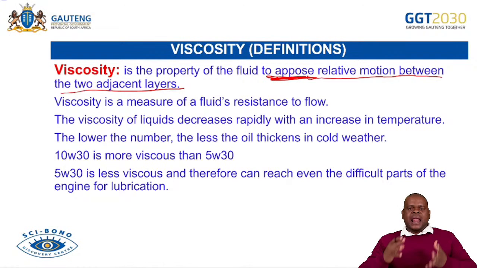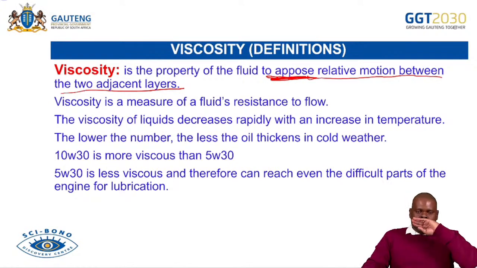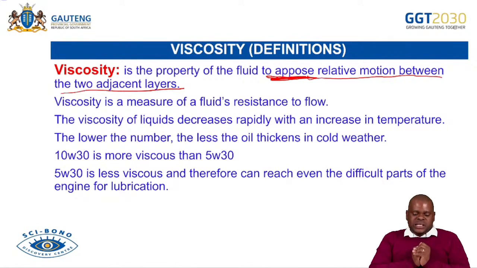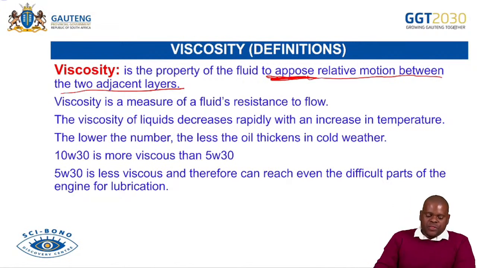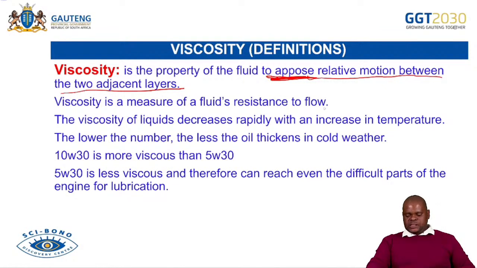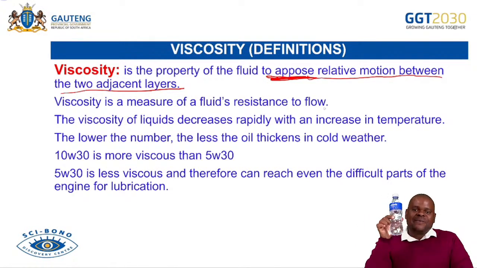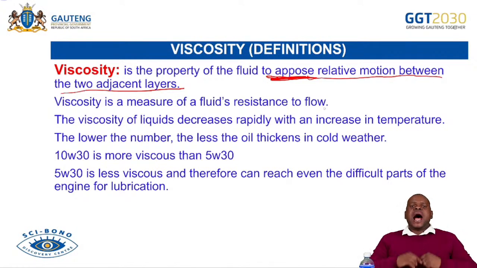That means it doesn't allow the liquid to flow. It resists the flow of a liquid. That is why here we're saying viscosity is a measure of a fluid's resistance to flow. Like for instance, when you have water and oil, which one can flow easily? Water can flow easily. That means water will have less viscosity. Oil, because it doesn't flow easily, has higher viscosity. Are we together, grade 12?